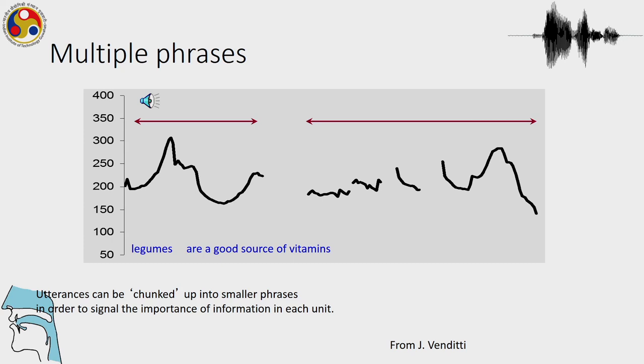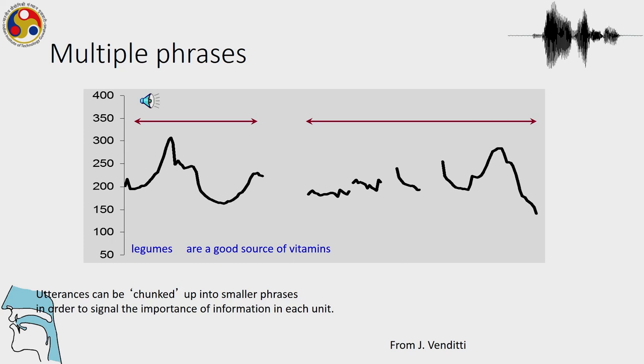And we can play the sentence. Legumes are a good source of vitamins. And when we're playing this, we can hear that there's a rise and a fall and a rise again. This is an entire phrase by itself, legumes, and then the final part, are a good source of vitamins. So this is a chunking into smaller phrases in order to signal the importance of information in each unit.